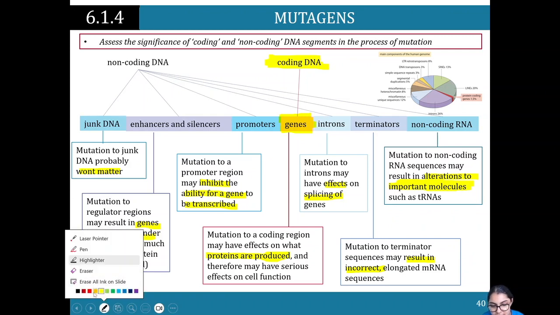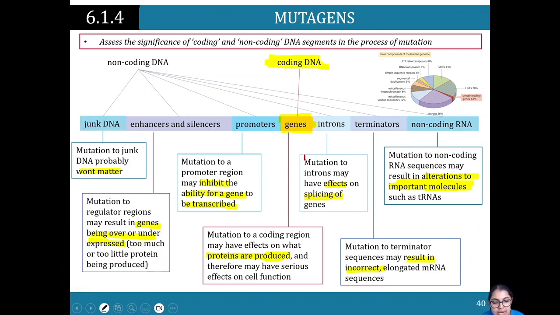So we can see how mutations, for example, I'll change color here, mutations to genes, to introns, to promoters, to enhancers and silencers, to terminators, and also to non-coding RNA, pretty much almost all of them, will have an effect. And that tells us that it's not ideal to have those mutations.